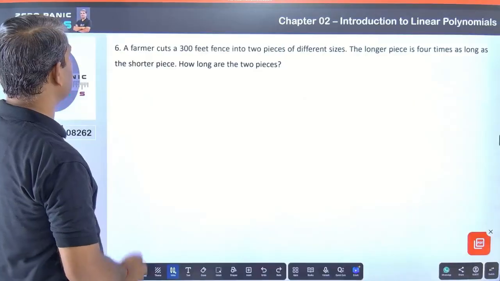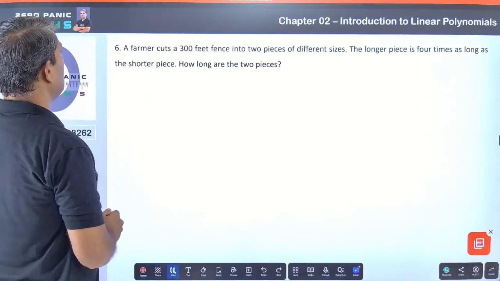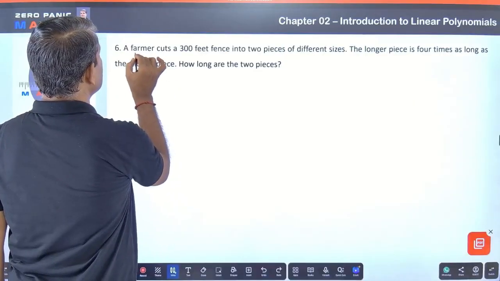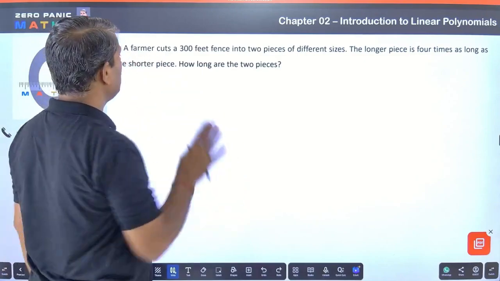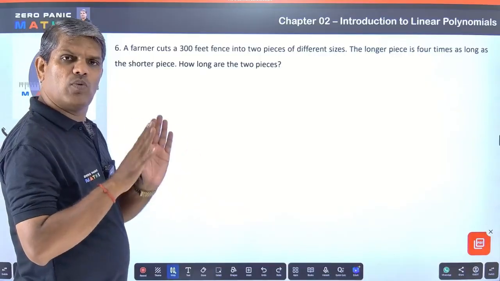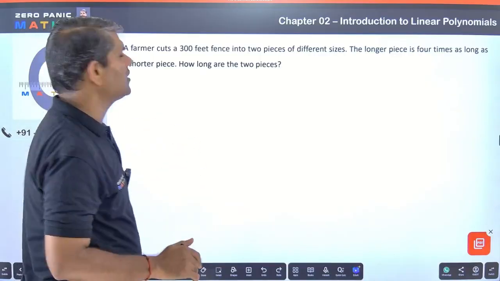Okay, now let us consider the next problem quickly. Okay, what does this say? This is a very simple example. You have to be careful while reading the problem. You will get the answer very easily.